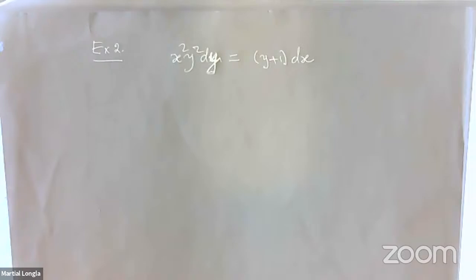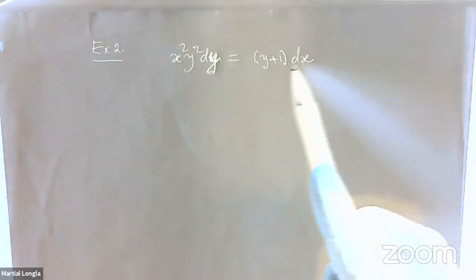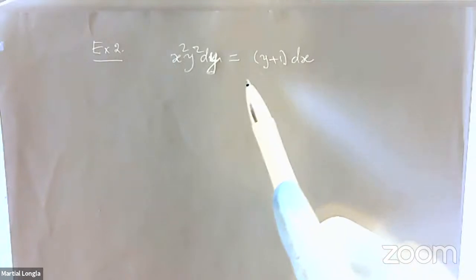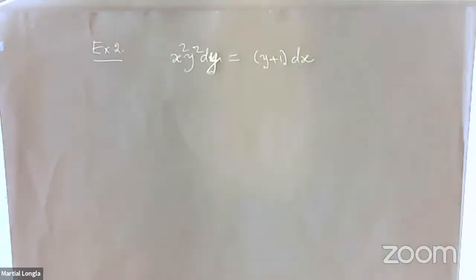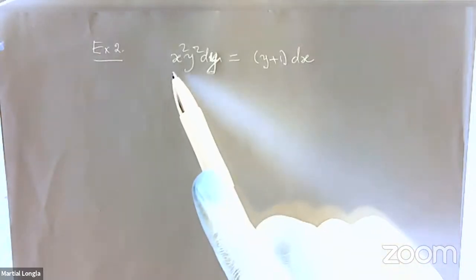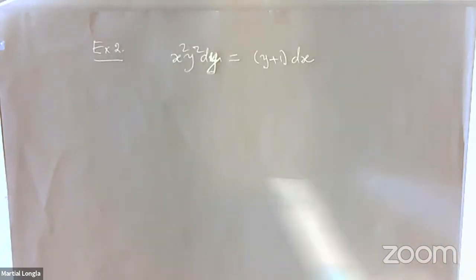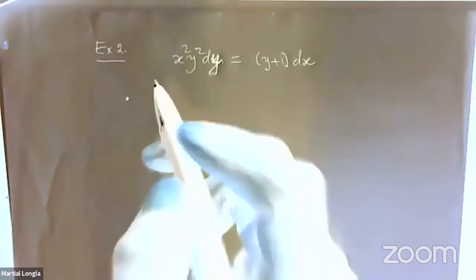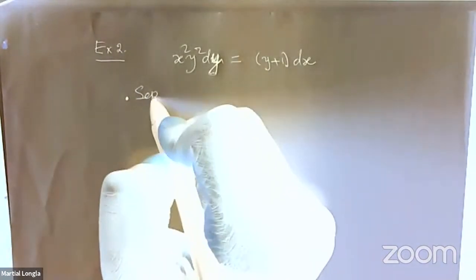So if we divide both sides by y plus 1, we're not going to have any y anymore here. If we divide both sides by x squared, we're not going to have any x anymore on the left. So that's why it's separable. So now we're going to do that step 0, divide by what I just said. And that's step 0, which is separate the variables.